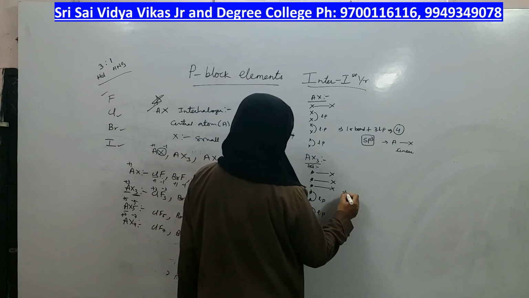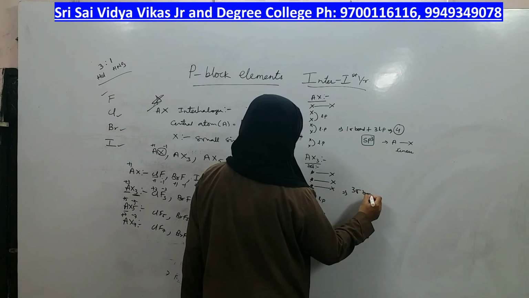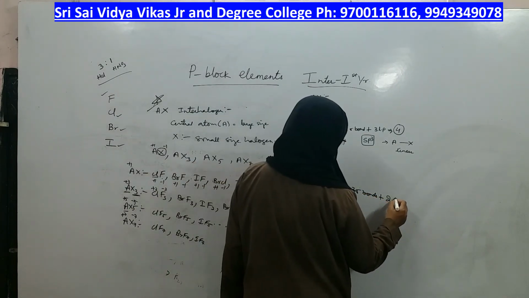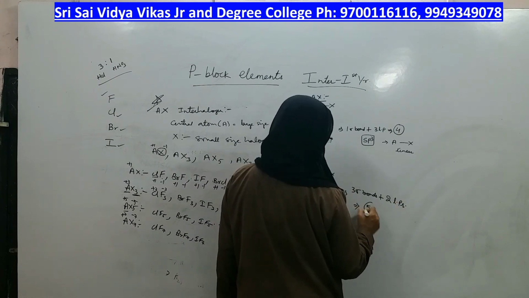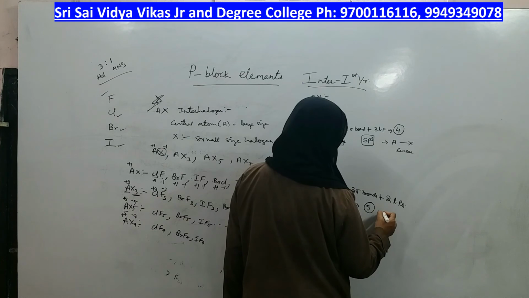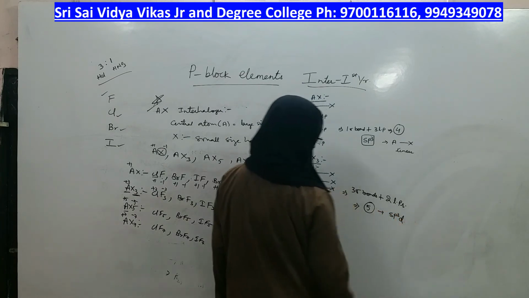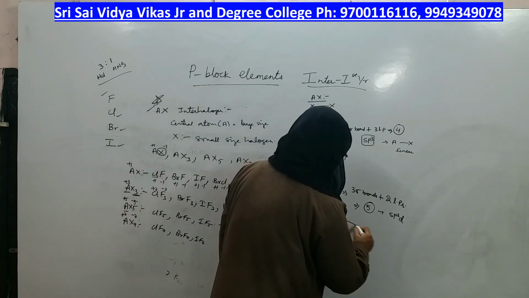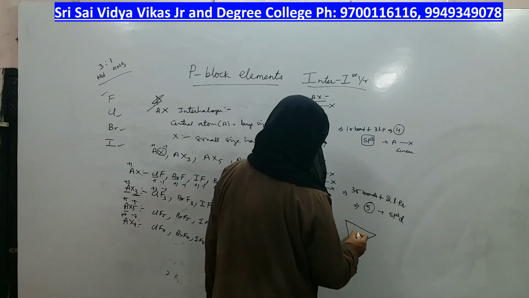So how many bonds? 1, 2, 3. 3 sigma bonds plus 2 lone pairs. Total what is the value? 5. For 5, what is the hybridization? sp3d hybridization. sp3d hybridization means what will be the shape? The shape will be trigonal bipyramidal.